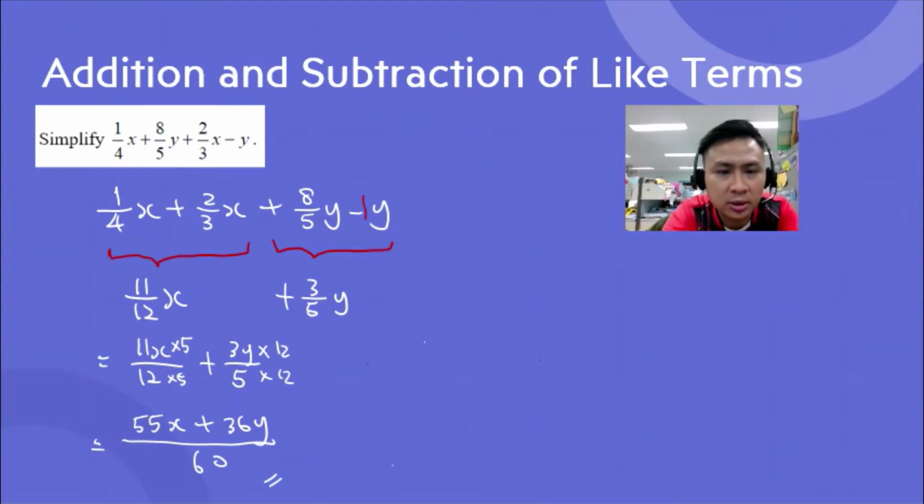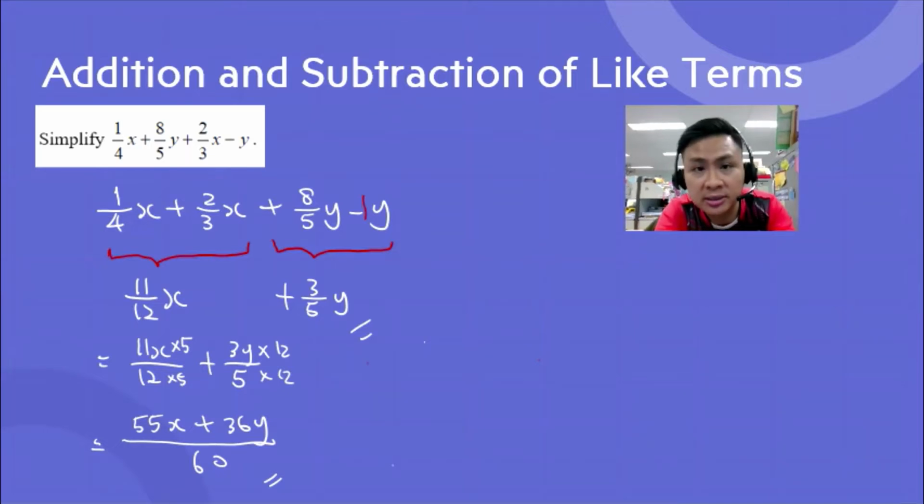So there can be two kinds of answers to this type of question. If the question never asks you to express your answer as a single fraction, we can just leave it in this form, where it's just 11 over 12x plus 3 over 5y. But if the question requires us to leave it as a single fraction, then you find the common denominator by multiplying the denominators together, and after that just adjust accordingly to get the fraction as a single fraction. So this is how we get the answer.